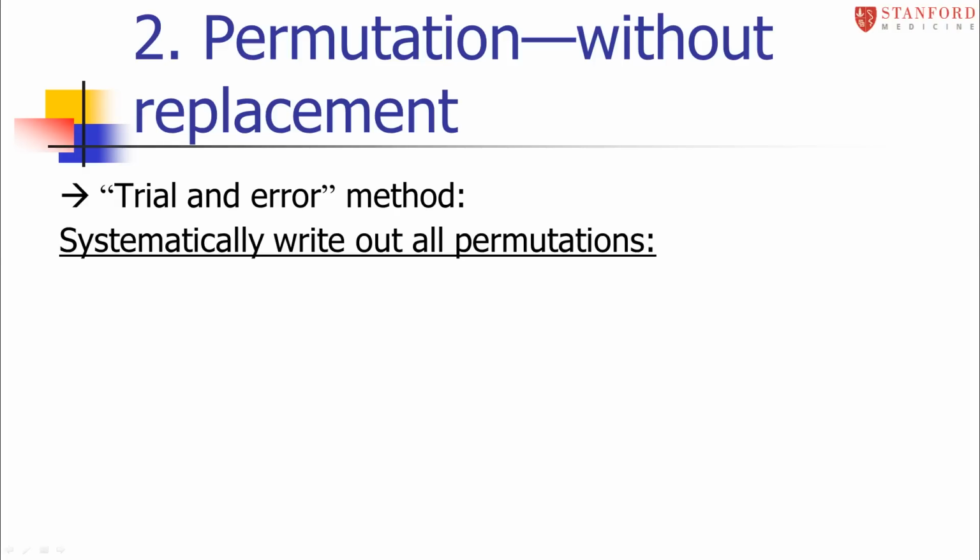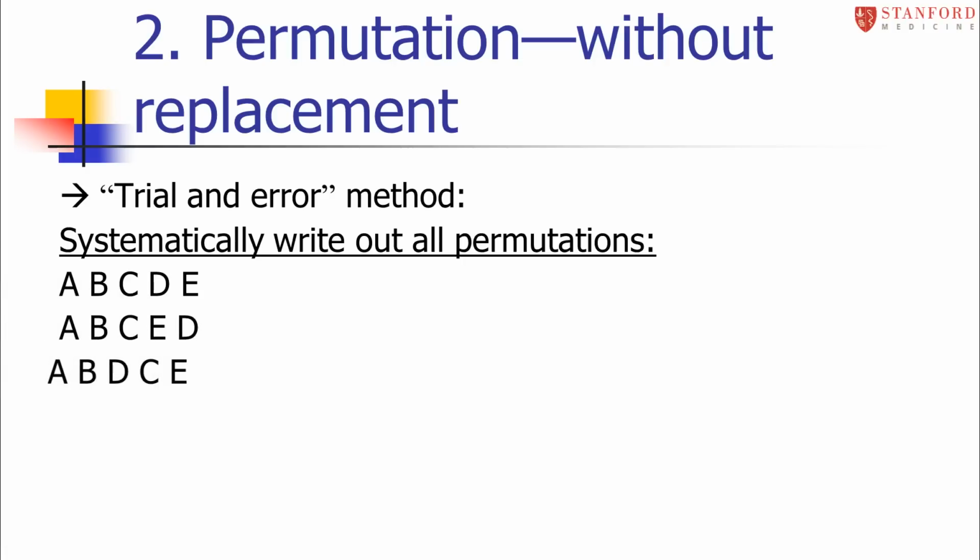If you're just beginning to learn probability, when I was learning probability, I actually did often try to just write out all the possible permutations. It just gave me a sense of confidence to see that how many I wrote out matched what was coming out of some formula. So we could systematically write out all the permutations. You could write out A, B, C, D, E. What's another possibility? A, B, C, E, D, A, B, D, C, E. You could keep writing them out.